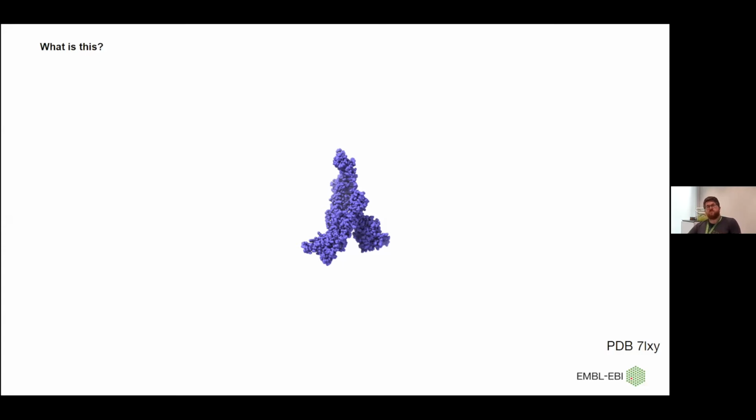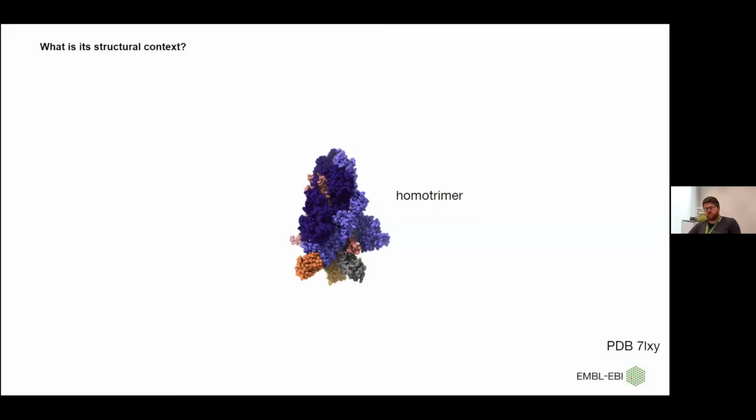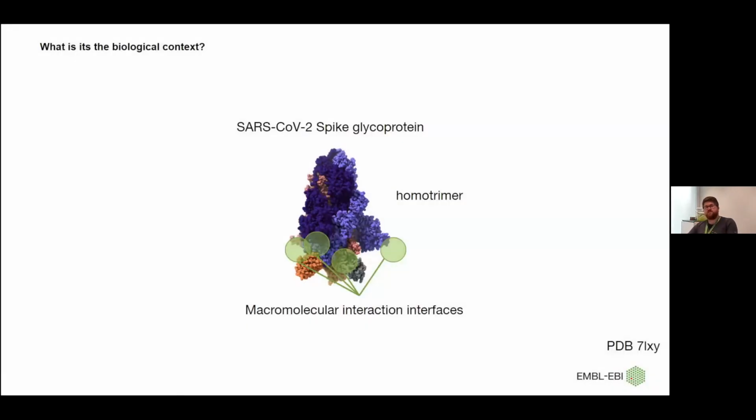But we want to add more context to this. For example, we might want to add structural context. In this case, we can define that this actually forms a homotrimer of this particular protein, and we can also see what other molecules might be interacting with it in this particular experiment. But we also want to add biological context. So this could be the name and the organism where this comes from. So in this case, this is a spike glycoprotein from SARS-CoV-2. And we can get information about things like macromolecular interaction interfaces. So where do these proteins interact together?